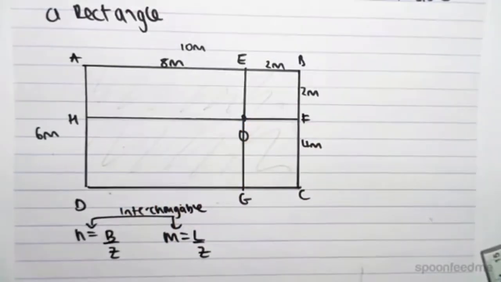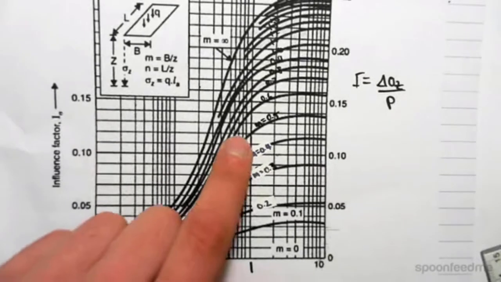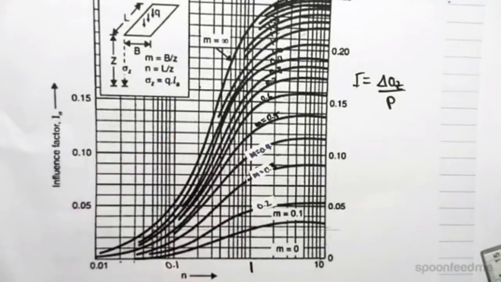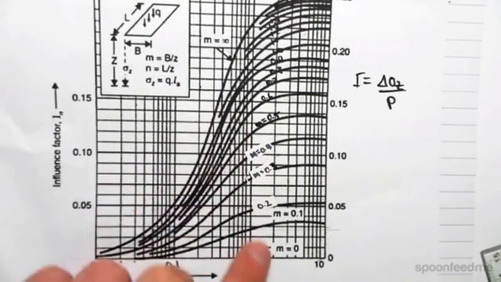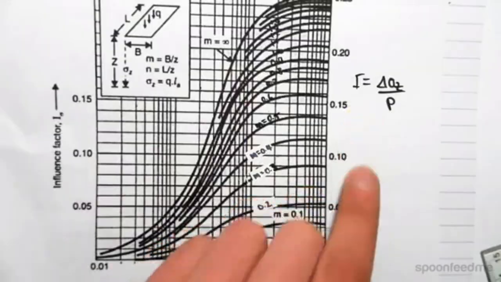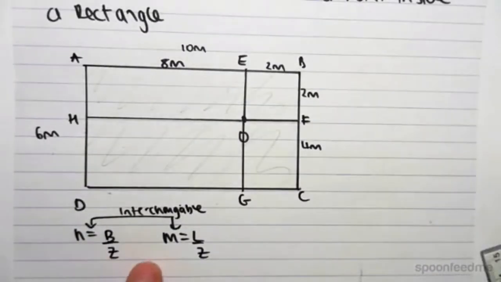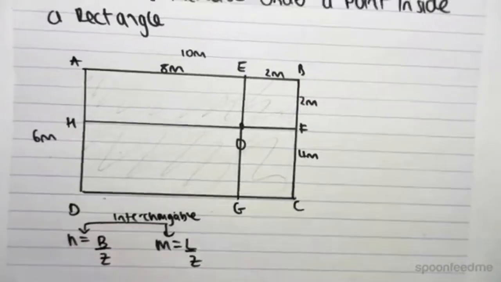These two values, N and M, are interchangeable. So what that means is, when you come and do this graph, N and M are completely interchangeable. If you had an N of a particular value and an M of a particular value, and you swap those around on our graph, you'd still get the same I value. So don't be so concerned whether you use B or L, where B is the breadth and L is the length. They are completely interchangeable.